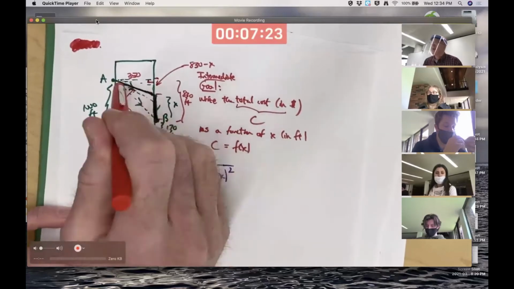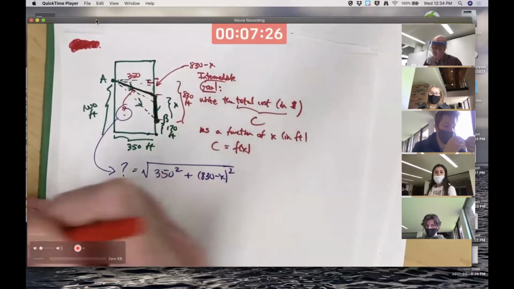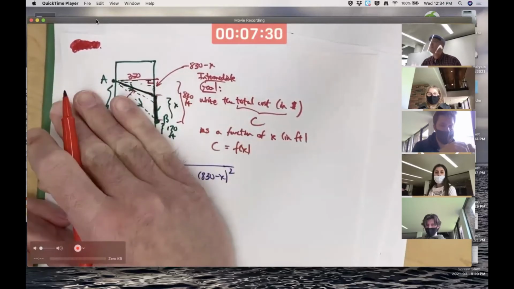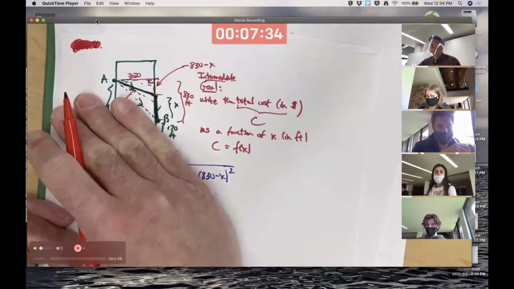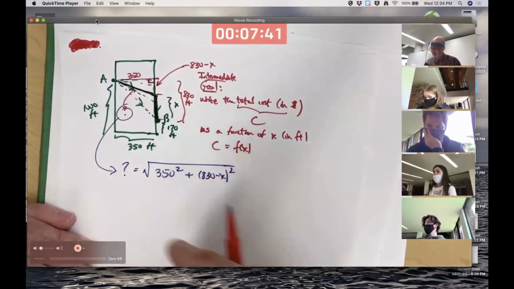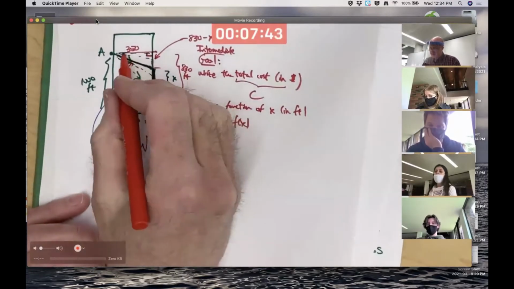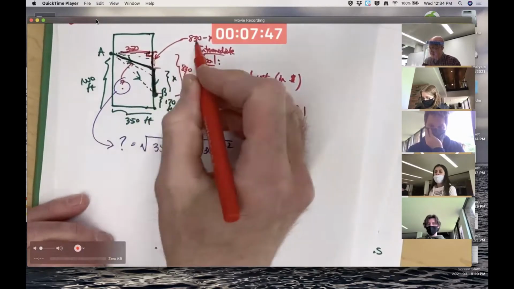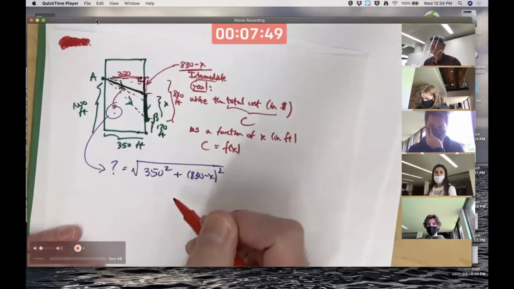You need to figure out how this length right here in this right triangle depends on X. What theorem did we use to get that? Pythagorean theorem. The length of this side was 350 feet. This is a right triangle. The length of this side was 830 minus X. It depends on X.